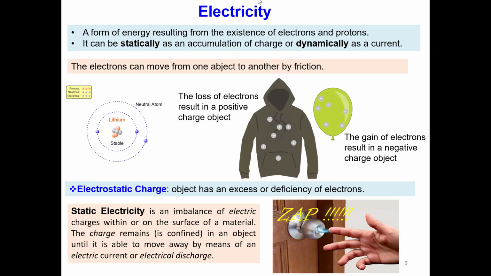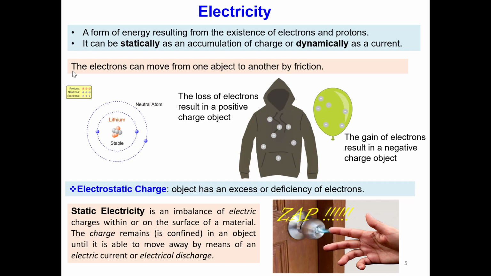Then what is electricity? Electricity is a form of energy resulting from the existence of electrons and protons. Electricity can be static, as an accumulation of charge, or dynamic, as a current. What we are going to study first is static electricity.